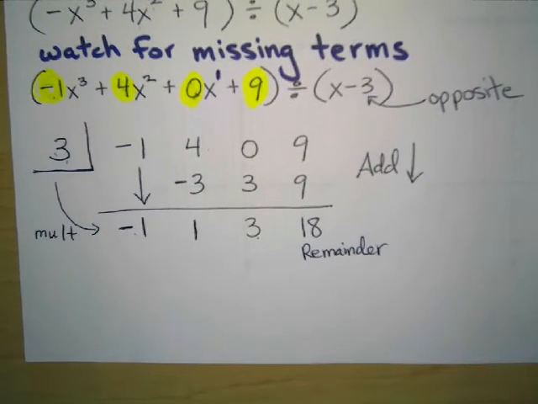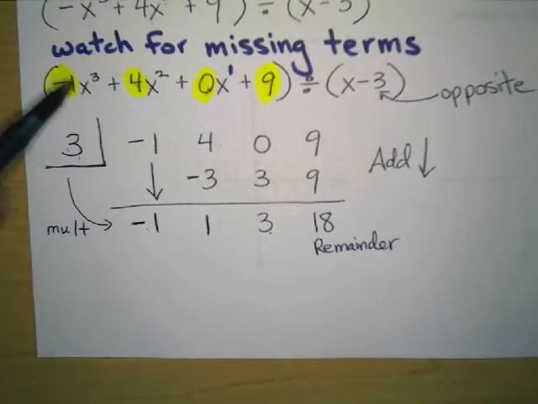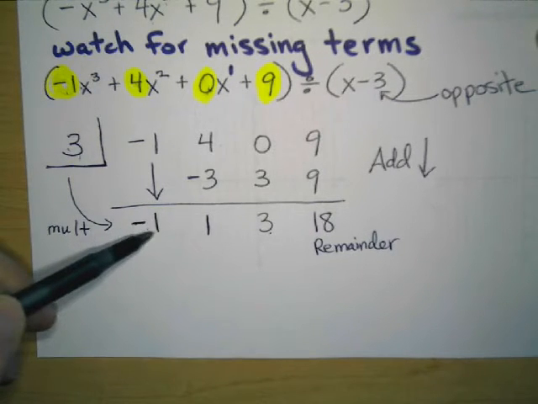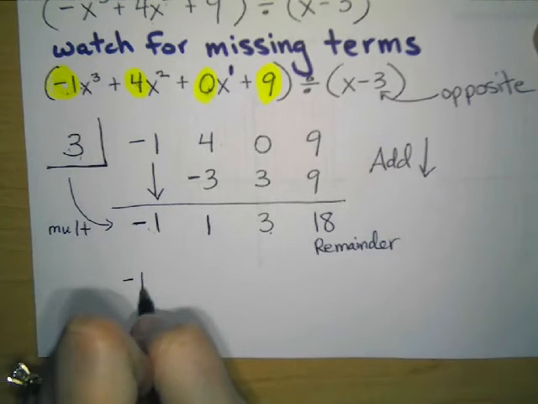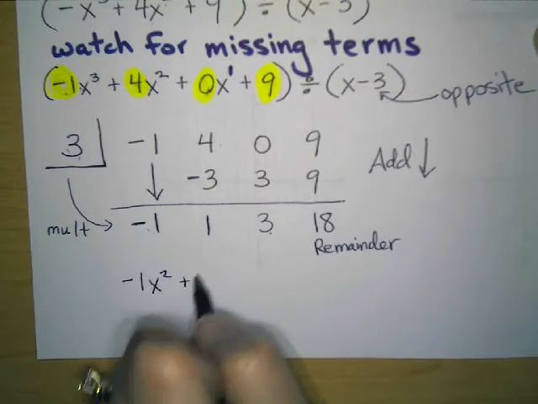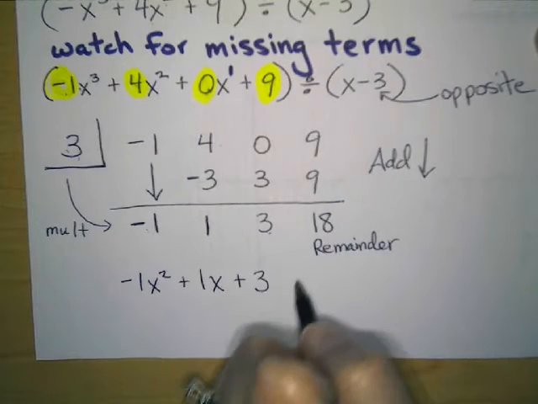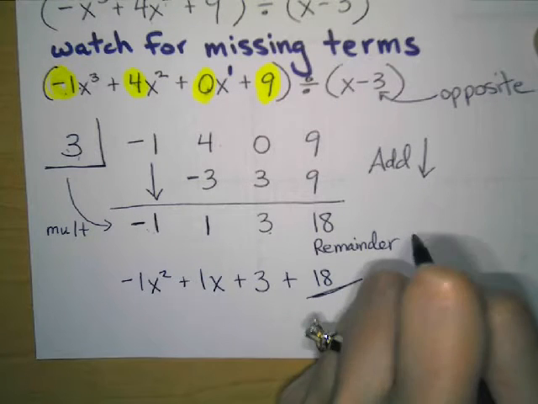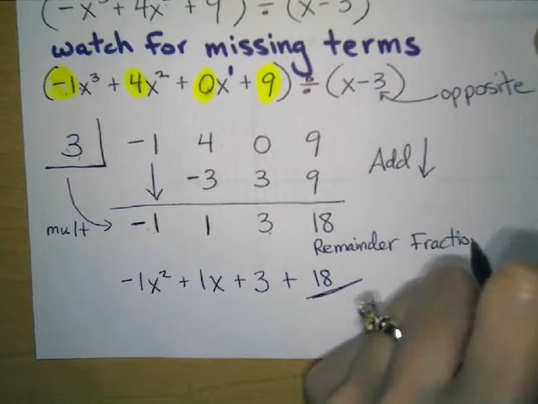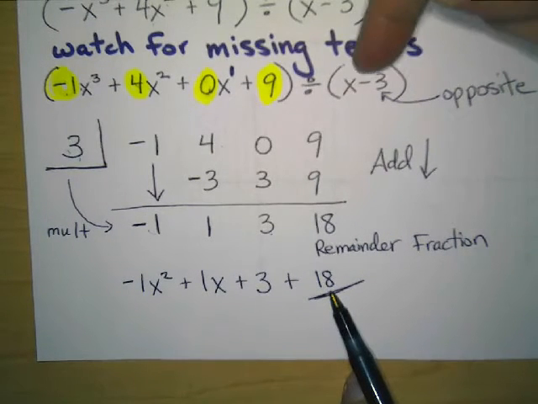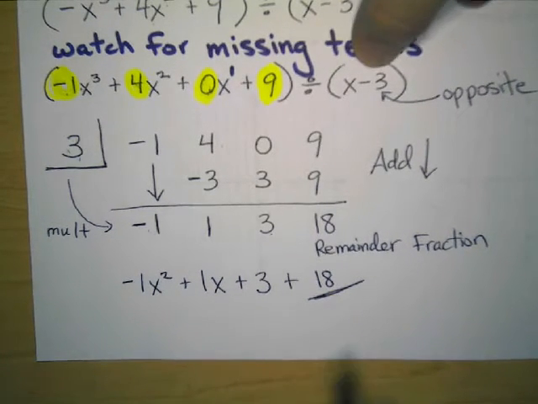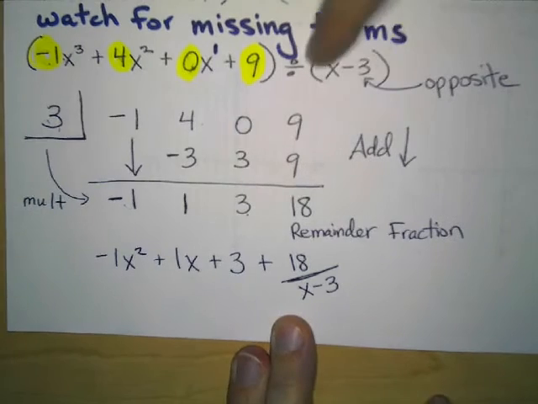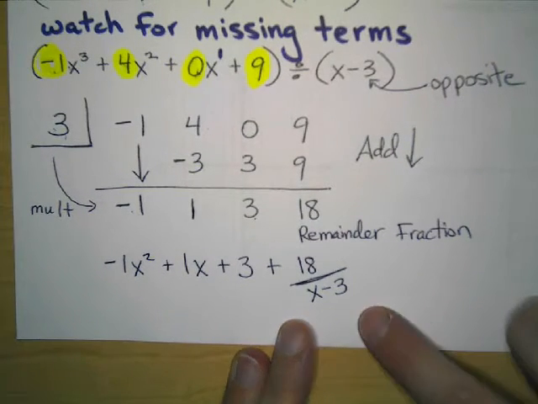Okay, so now we got to write our final answer. Our problem that we started with was x to the third power. So I was telling you it's going to go down a power when you write the final answer: -1x squared plus 1x plus 3. Now the remainder is always a fraction. You put 18 over what we were dividing by in the original problem, the whole thing, x minus 3. 18 over this divisor, x minus 3. And that's the answer.